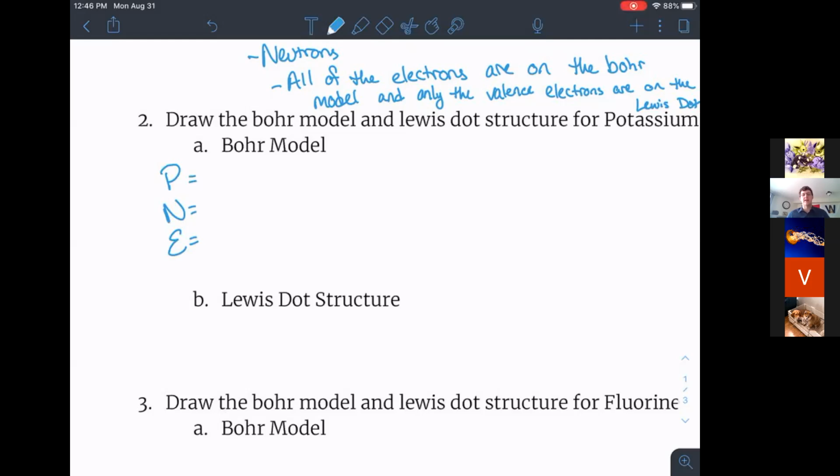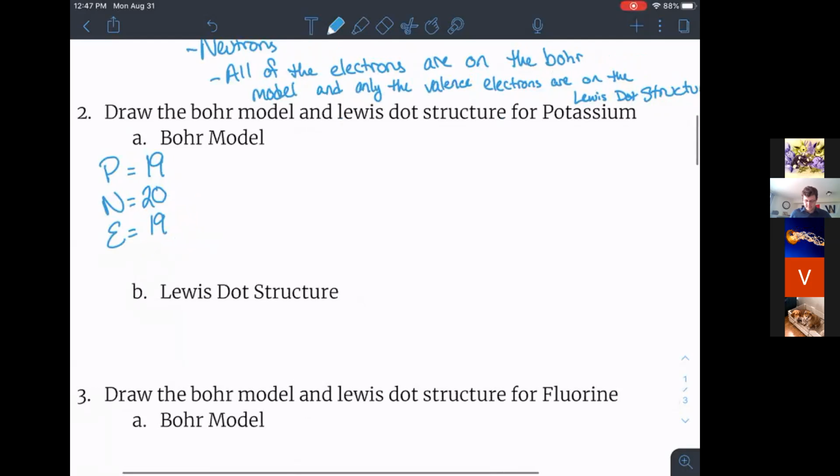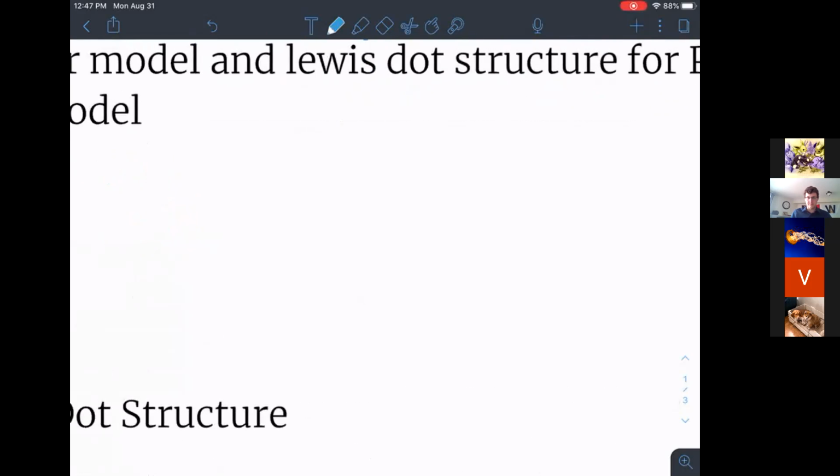Who can tell me how many protons there are in potassium? 19. 19, perfect. How many neutrons are there in potassium? 20. And how many electrons are there in potassium? 19. 19, awesome. All right, so now what do we draw first? Protons and neutrons. All right, so we have 19 protons and 20 neutrons.